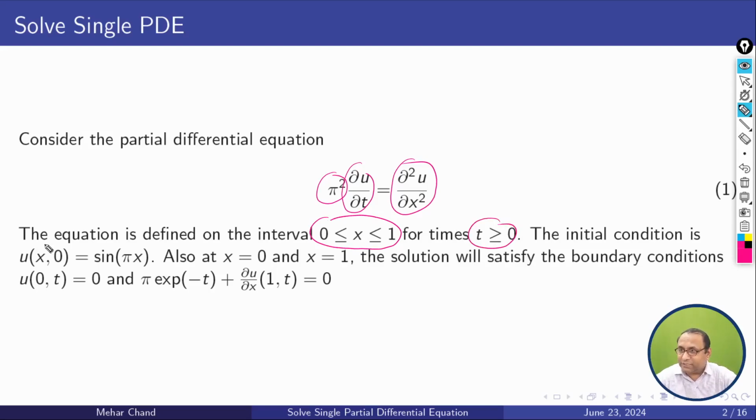The initial condition given here is u(x,0) equals sine pi x. So when t is 0 we have this value. x equal to 0 and x equal to 1 correspond to these two points, one for the left boundary and the other for the right boundary. At the left boundary we have u(0,t) equals 0, and when x is equal to 1, we are given pi e to the power minus t plus del u upon del x (1,t) equal to 0.